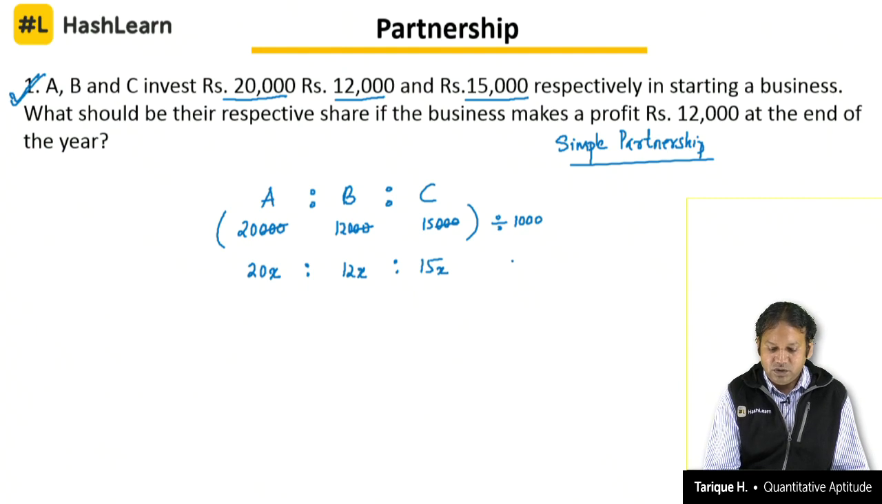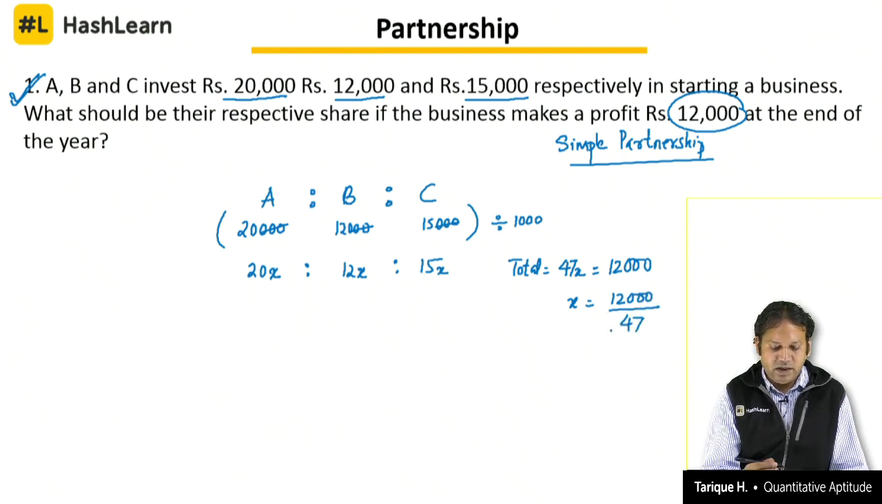C gets 15x. So, total should be equal to 47x, and the total profit made by the business is 12,000. So, approximately we can calculate what is x equal to 12,000 by 47. So, what is A supposed to get? Let us say if you divide 12,000 by 47, let's just make it 48 for the sake of approximation, and let's calculate here: 12 into 1000 is 12,000 and 12 into 4 is 48, and 1000 by 4 is 250. So, approximately we are getting 250 as our value of x.